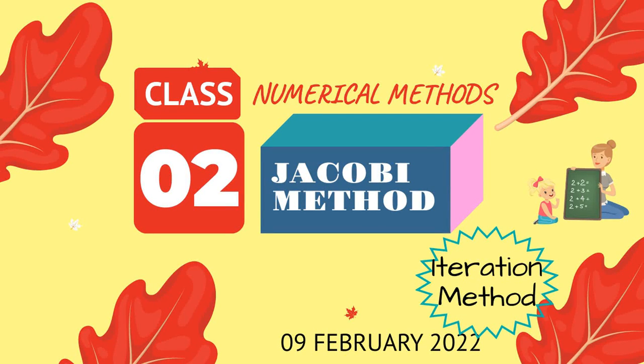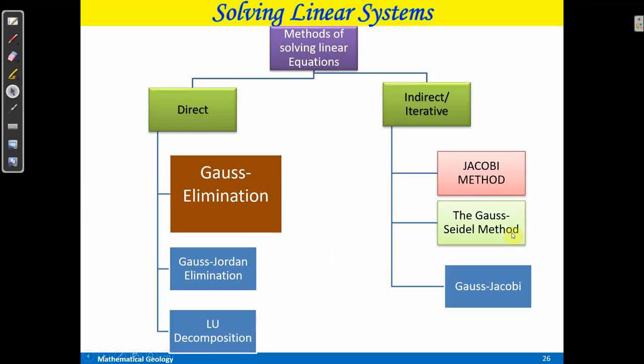So today we'll be discussing the indirect or iterative methods, which include the Jacobi method, Gauss-Seidel method, and Gauss-Jacobi method. Among these, I have already told you that I will be discussing two: Jacobi and Gauss-Seidel. So why are these indirect or iterative methods required? First, understand what we mean by a direct method and what an indirect method is.